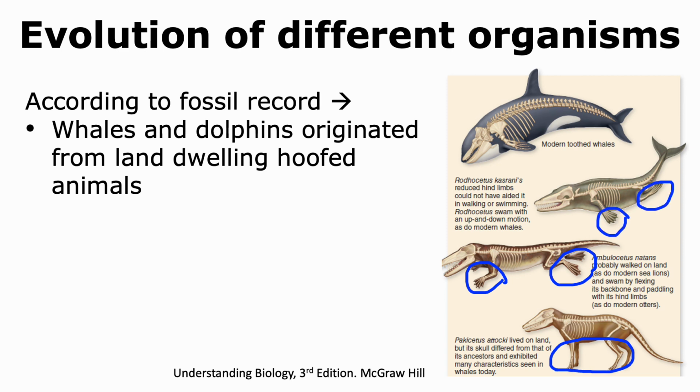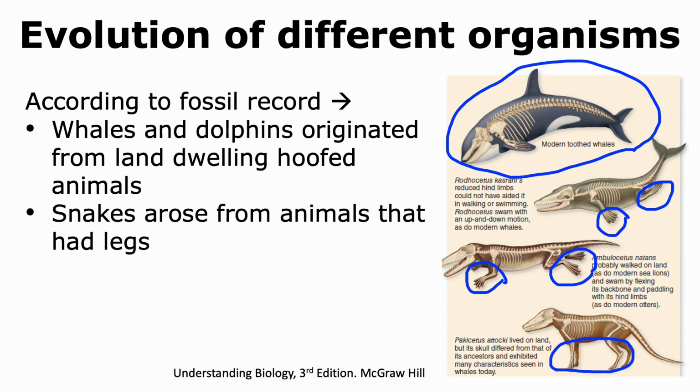This ancestor gave rise to another ancestor whose limbs evolved more and more for an organism that spent longer times in water, and these limbs would not allow the organism to move effectively on land. And this ancestor finally gave rise to the modern day whale.